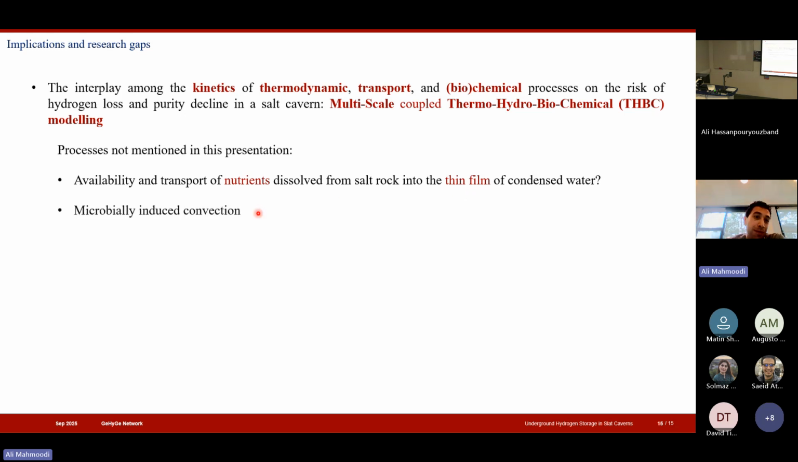And also there's microbially induced convection, especially on top of the water phase, where microbes can flow. In what scale does that matter, and how much convection can microbial activity create? That's a big question. And also the dissolution rate of minerals. I did not consider that at all, and I don't know if that could be a limiting factor.